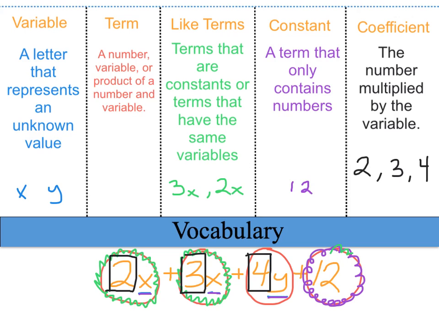The 2 is being multiplied by the x. The 3 is being multiplied by the x. And the 4 is being multiplied by the y. So all of those are called coefficients because they are in front of the variable. So let's use these key concepts to discuss the following examples.